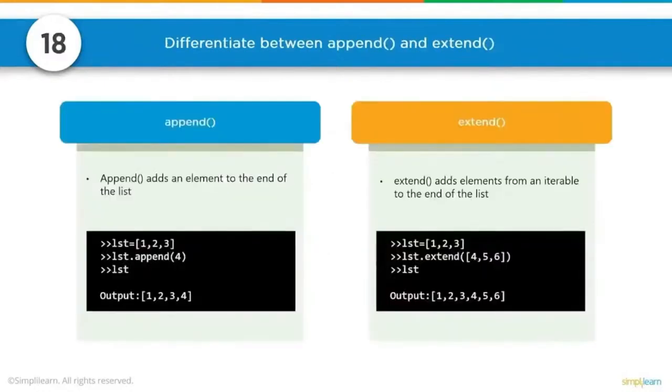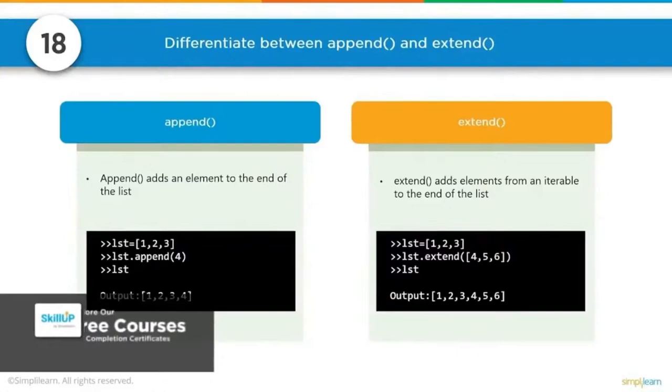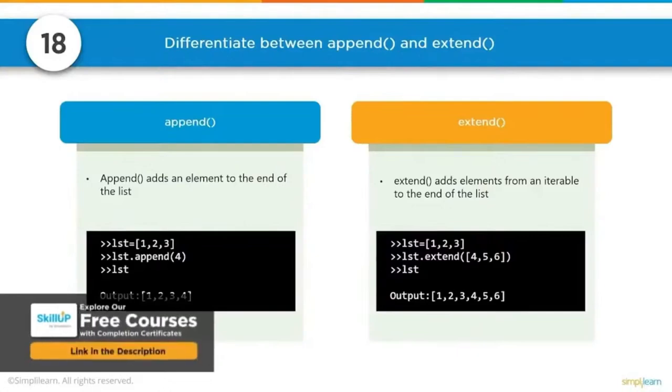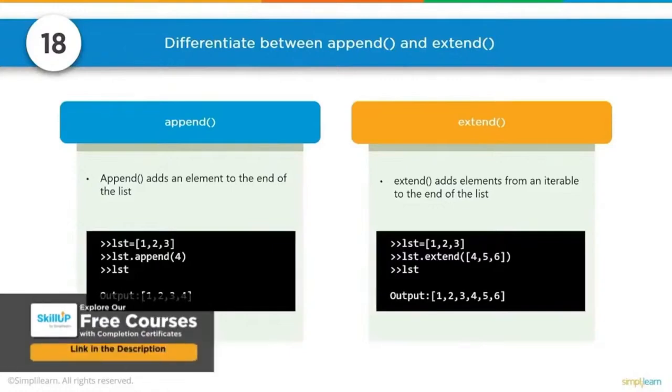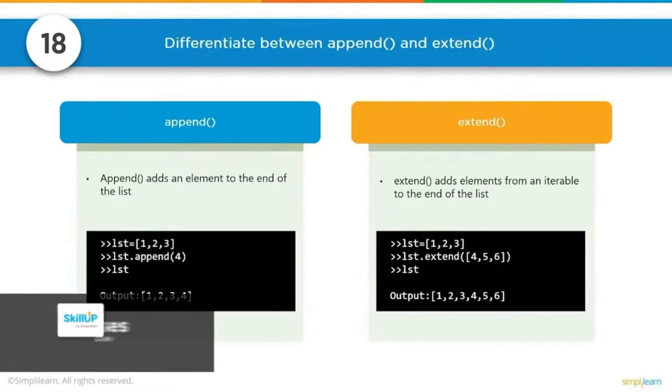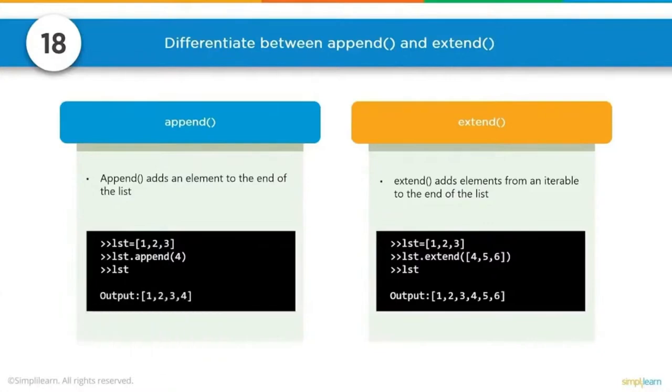Number 18, the difference between append and extend. Append adds an element to the end of the list. You can see right here we have a list 1, 2, 3, and we append 4, and we end up with an output 1, 2, 3, 4. And extend adds elements from an iterable to the end of the list. Here we have list equals 1, 2, 3, list.extend 4, 5, 6. Output is 1, 2, 3, 4, 5, 6. So if you want to append an array to the end of another array, you want to use extend.